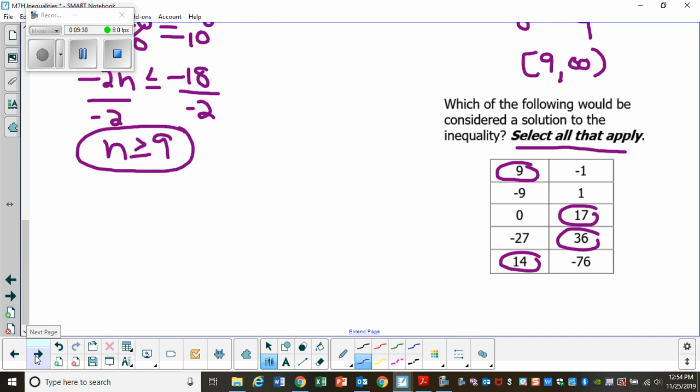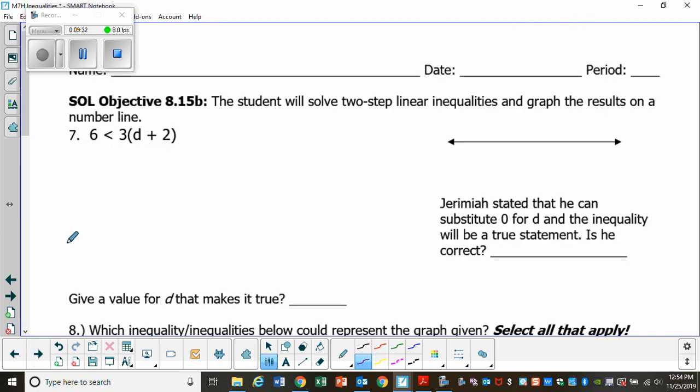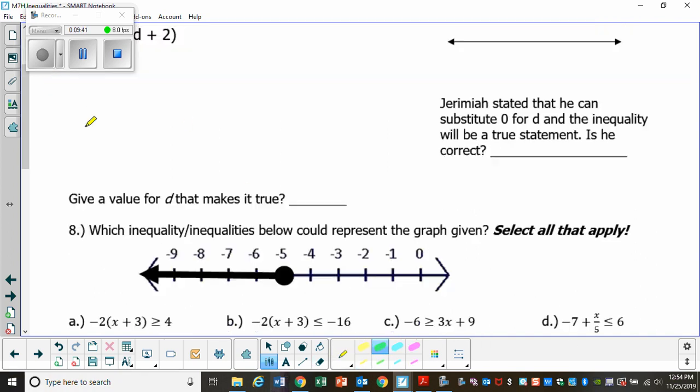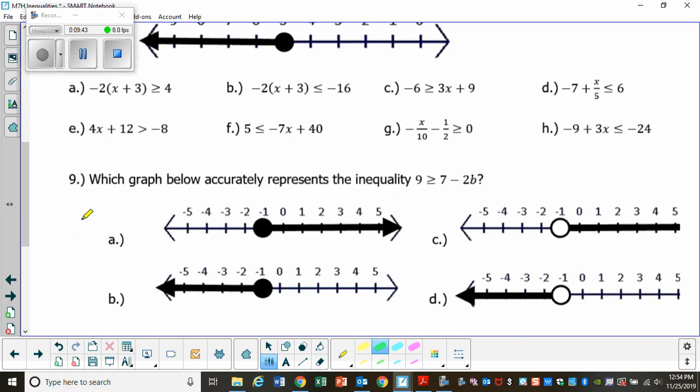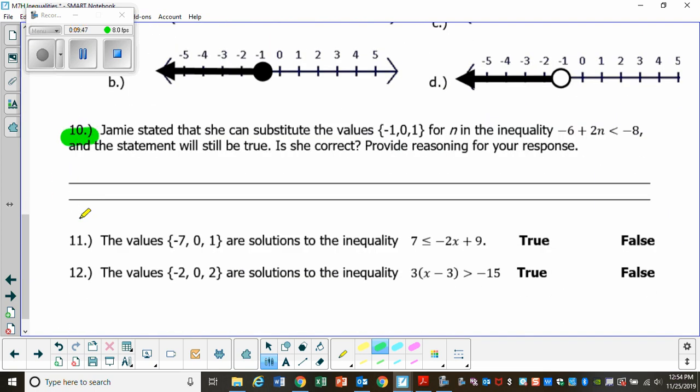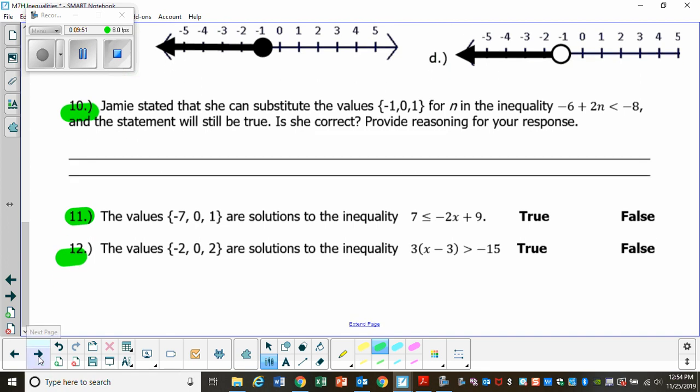Okay, so if we go ahead and turn the page, I want you now to try 7. Let me go ahead and highlight. Here, I want you to try 7, 8, 9, 10, 11, 12 on your own.